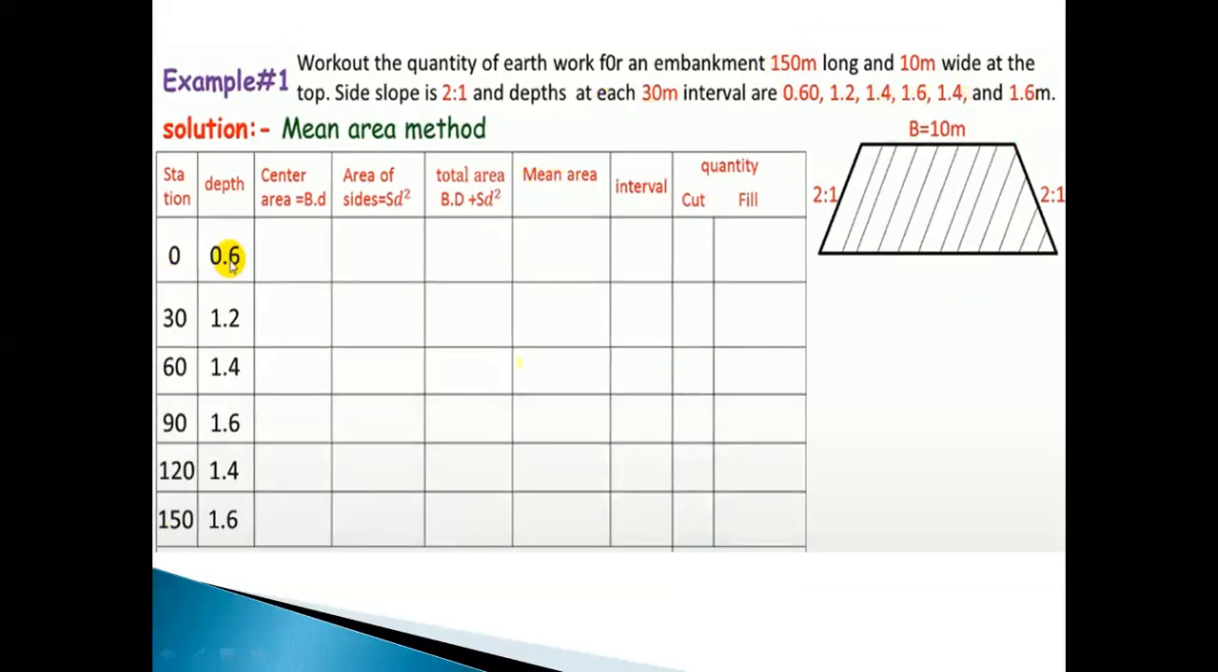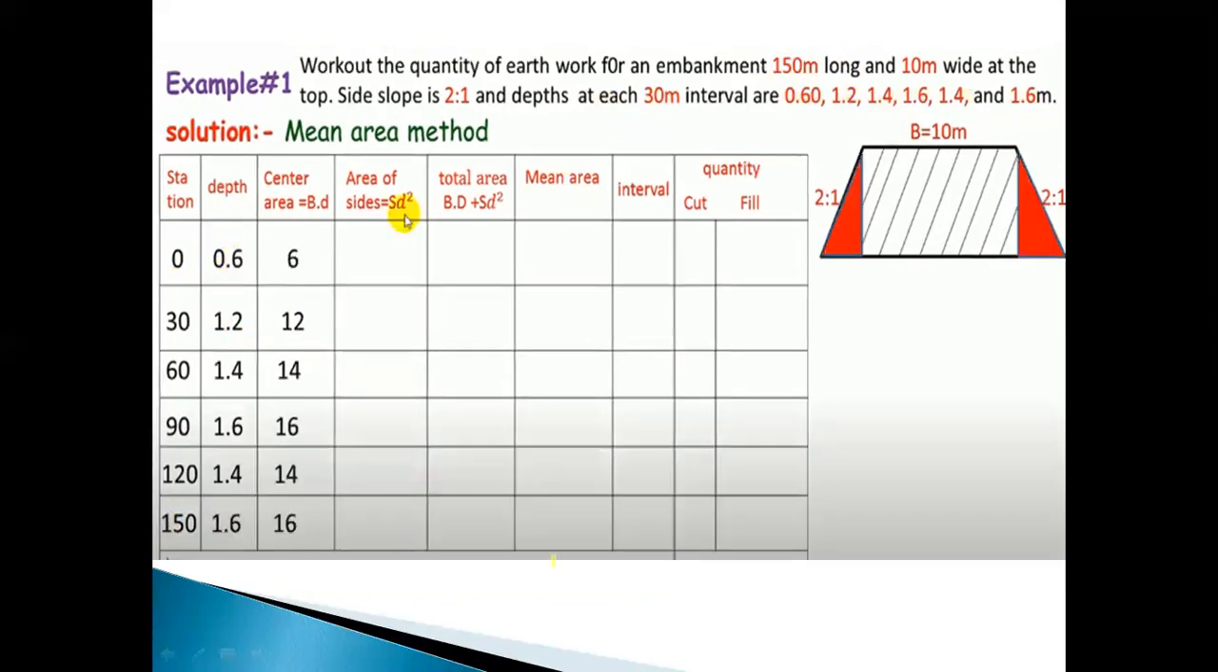Next, the depths are written down starting 0, 0.60, right? And the second one is 1.2. Next one 1.4. Next 1.6, 1.4, 1.6. Clearly. Next, center of the area B into D, the rectangular portion. B value is 10 and D value is the depth. 0.6 into 10, 6. Next one 1.2 into 10, 12. Next 1.4 into 10, 14. 1.6 into 10, 16. 1.4 into 10, 14. 1.6 into 10, 16. This is the center of the area.